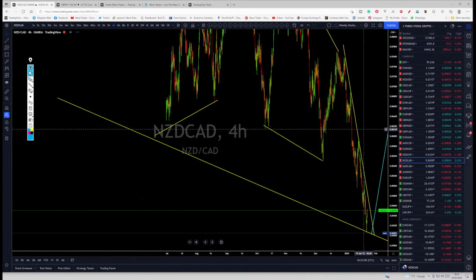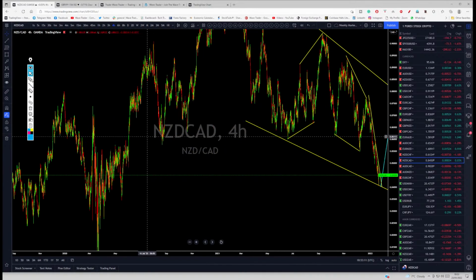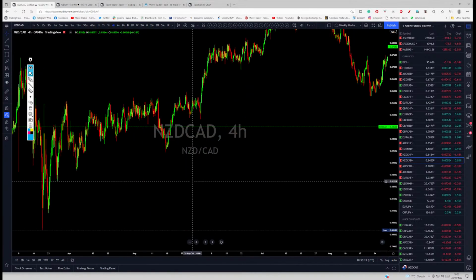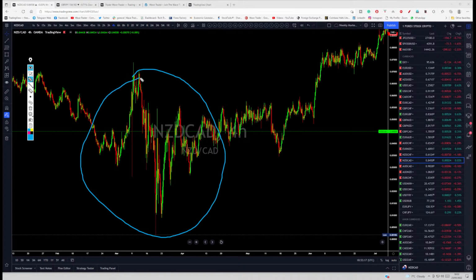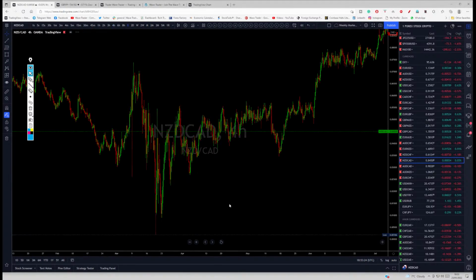That's the example. You see there, the price remained sideways and then found its direction. So a huge sideways market on the Kiwi against the CAD. That can happen during periods of uncertainty or a sharp drop on the indices.